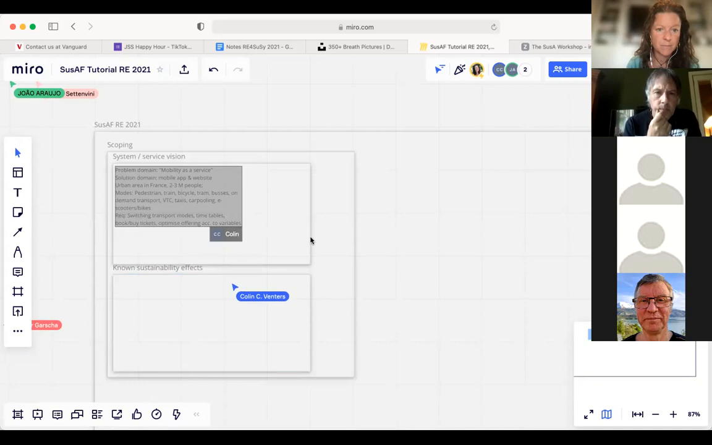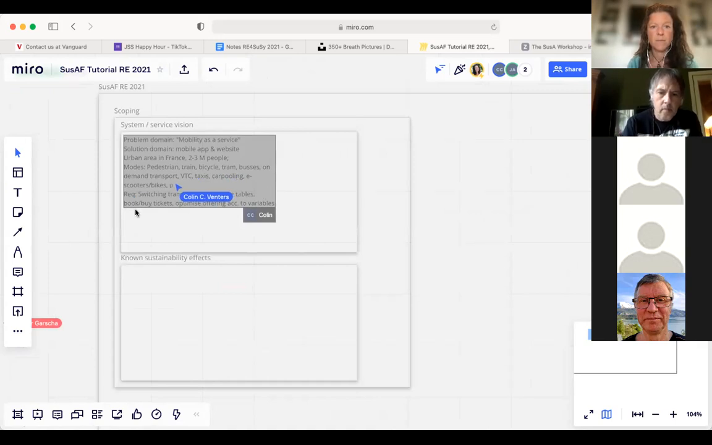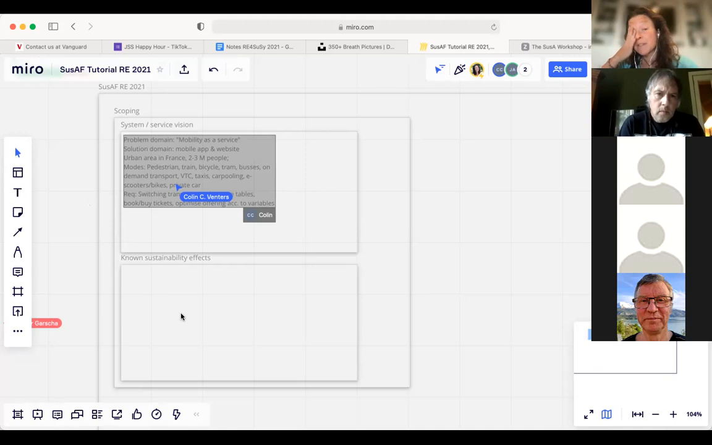Perfect. Good. So we have the modes, we have a couple of the main requirements for this, and then we can add to this over time. So one question to complement this service vision is, what are known sustainability objectives for the system?